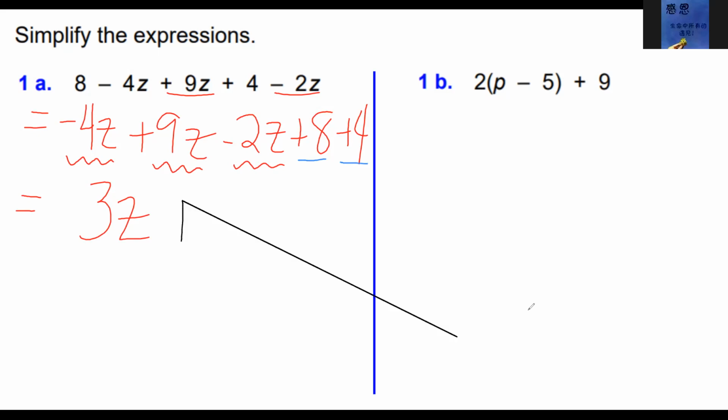Oops. One sec, sorry. Okay, so that's how we simplify that polynomial.